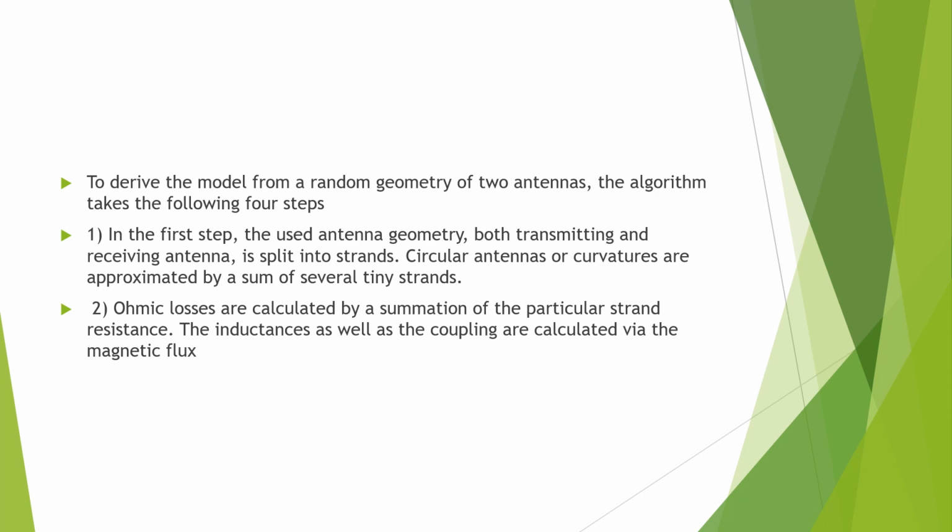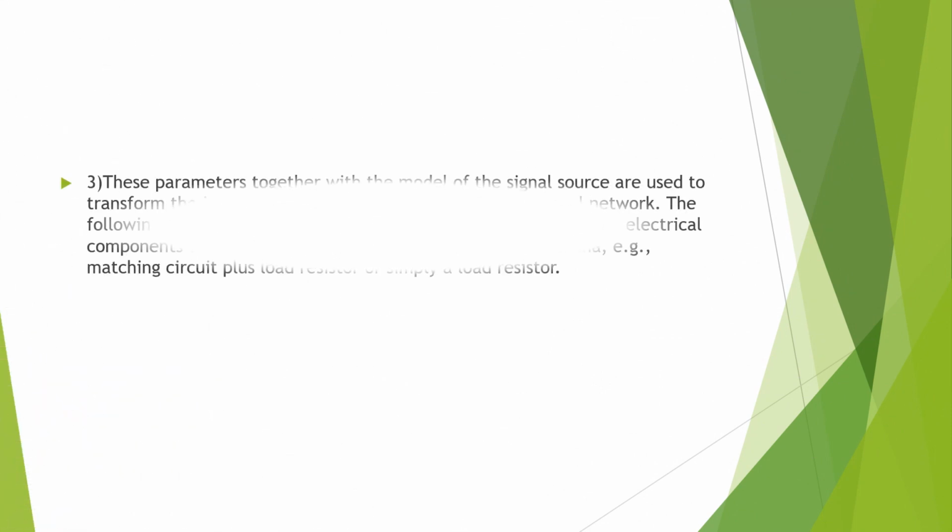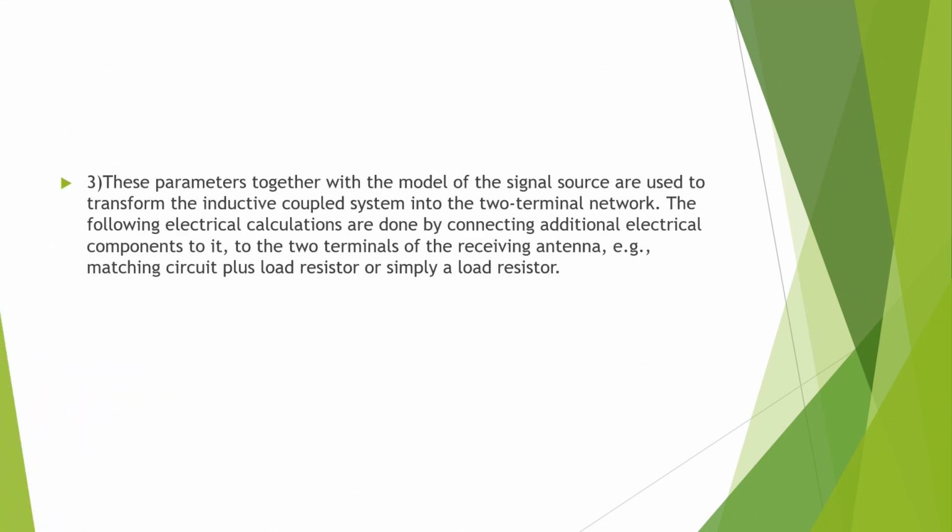Now let's go to the third point. These parameters, together with a model of signal source, are used to transform the inductive coupled system into two terminal networks. The following electrical circuit calculations are done by connecting additional electrical components to the terminals of the receiving antenna. Let's take an example: a matching circuit plus load resistor, or simply a load resistor.